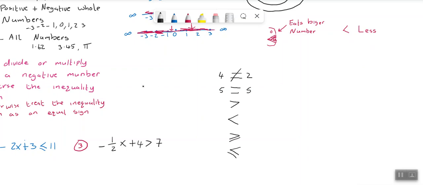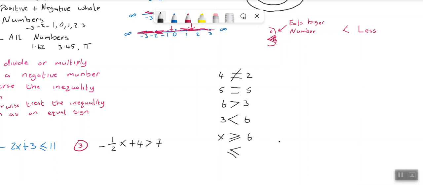So examples of this would be if we had something like this: 6 is greater than 3. This is what's called an inequality. We can say that 3 is less than 6. That's the way that you'd read it. And this one is greater than or equal to. So if we were to say something like x is greater than or equal to 6.